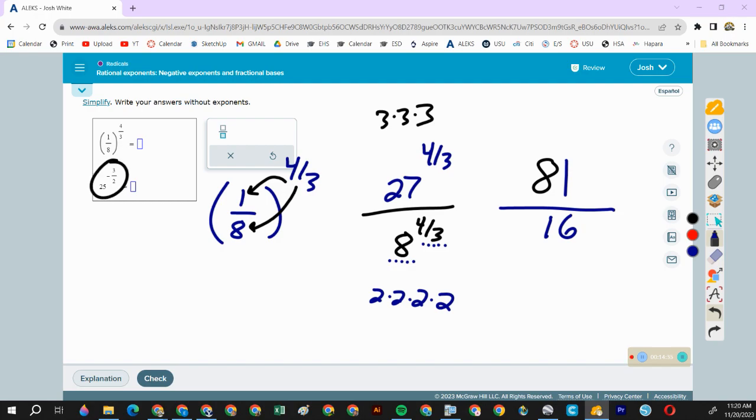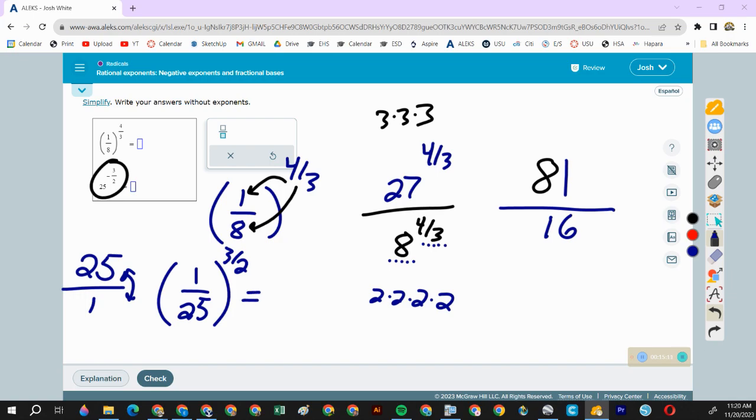What's happening here? We don't like negative exponents. That's one of the simplification rules. Do not leave negative exponents. So how do we fix that? We take the 25 over 1, and we flip these. And now I get 1 over 25. And what effect does that have on the exponent? It makes it non-negative. Good. So that becomes 3 over 2.